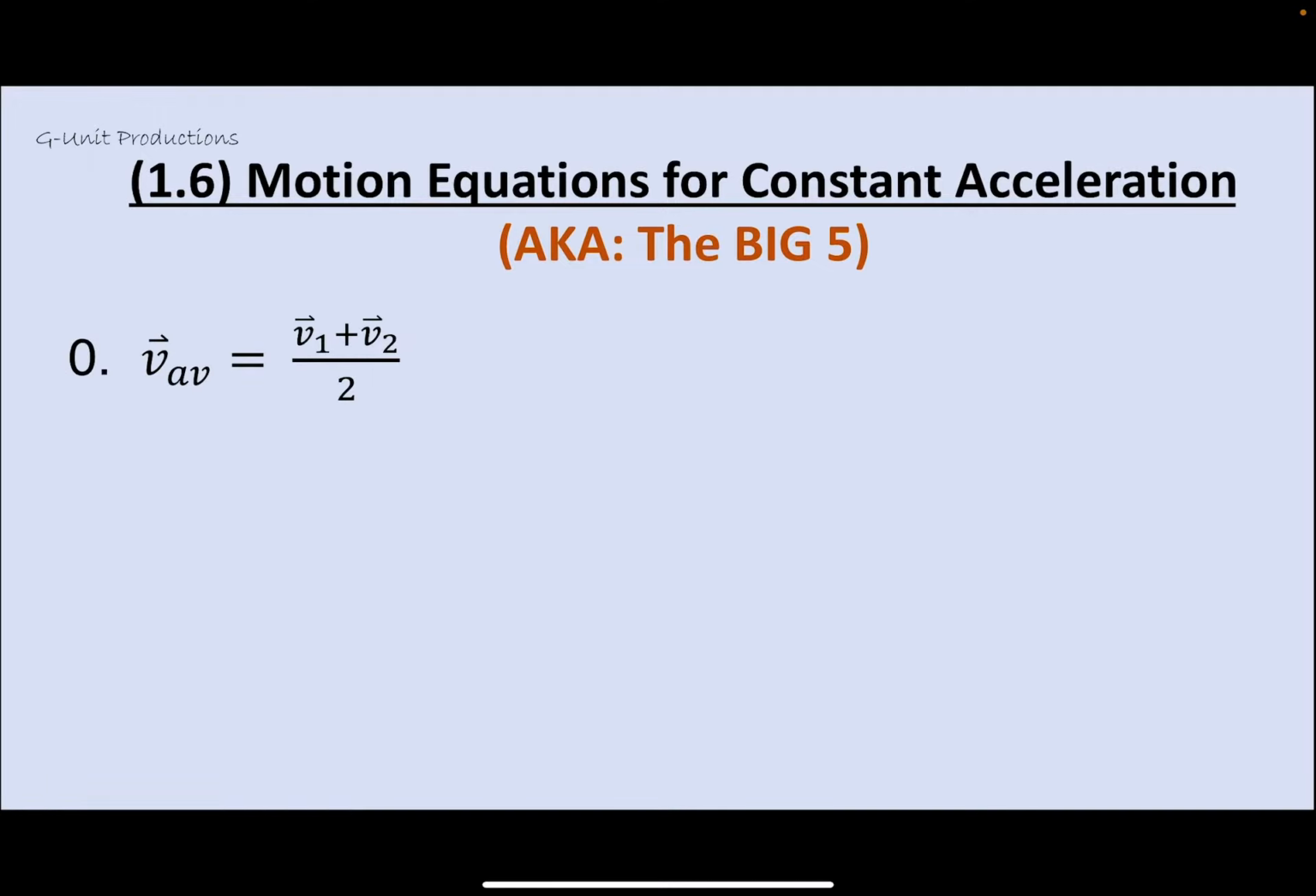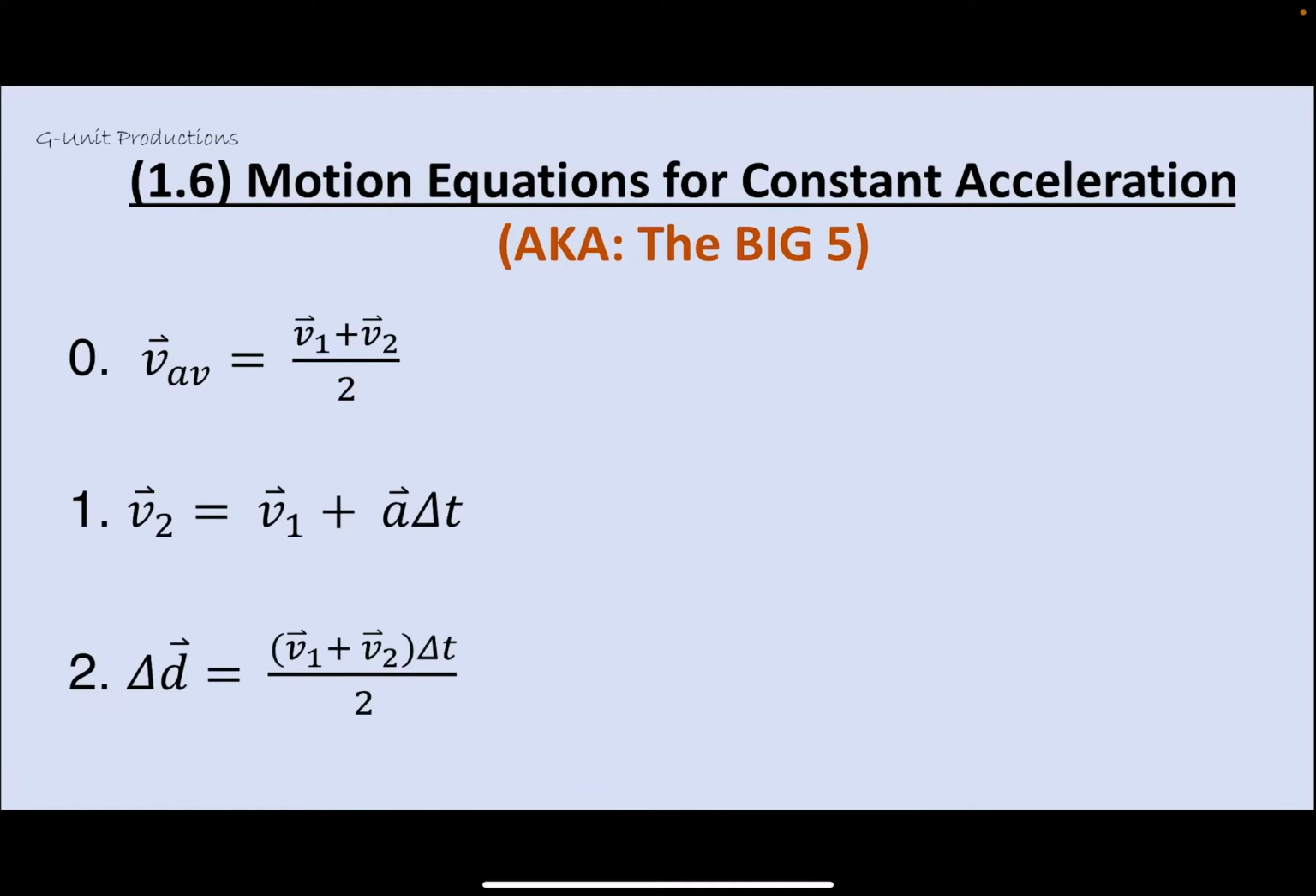So here's what I mean. Here's kind of the zero one. This one is just kind of an average. If you've got two different velocities and you add them and divide by two, you're just finding an average. So I don't consider that one of the big five. That's like the minor equation. We got this guy though. Here's what we've got. We've got V2, V1, A, and T.